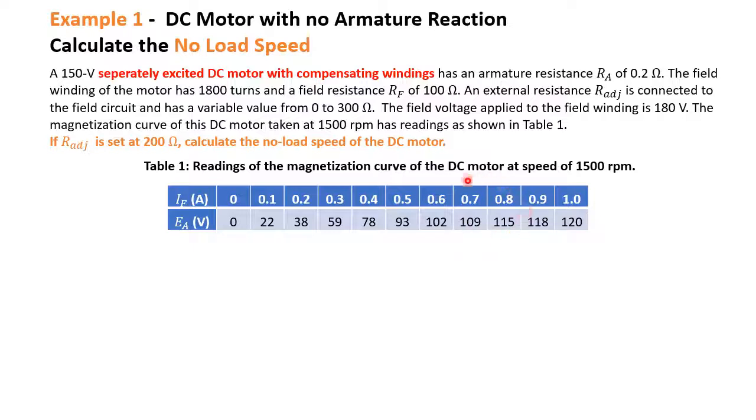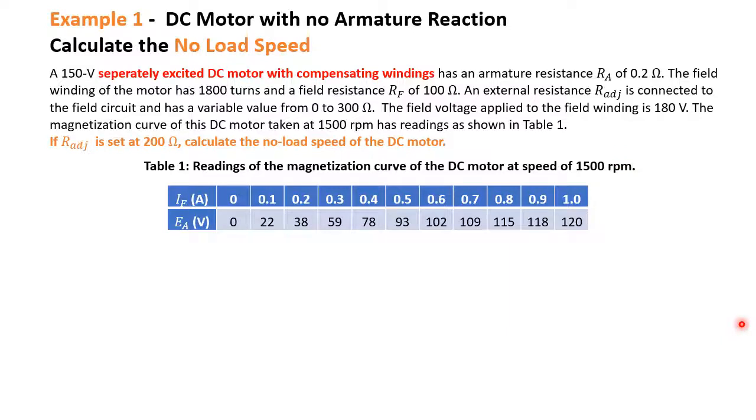So instead of giving you a graph of the magnetization curve, we can also give you a table which is actually showing the same information. As you change the field current, how much is the EA? And this table is taken at the speed of 1500 RPM. The question says, if the adjustable resistance is set at 200 ohms, calculate the no-load speed of the DC motor.